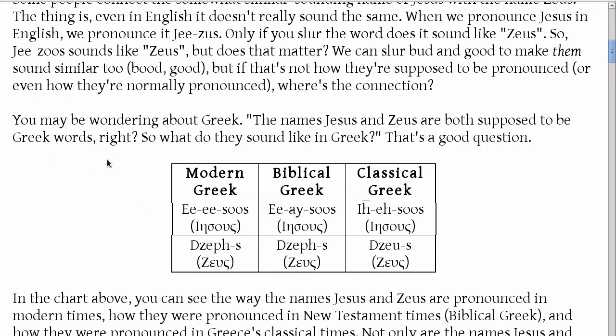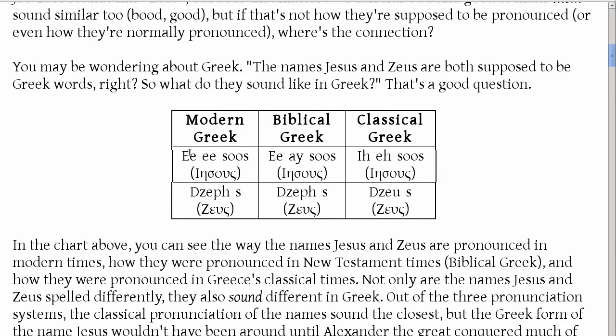You may be wondering about Greek. The names Jesus and Zeus are both supposed to be Greek words, right? So what do they sound like in Greek? That is a good question. In this chart, I show three different pronunciations: modern Greek pronunciation, biblical Greek pronunciation, and classical Greek pronunciation. In the first column, modern Greek pronunciation, you will see the modern Greek pronunciation of Jesus at the top, and then just below that in the same field, you will see the spelling within parentheses, in Greek characters. This is the pronunciation of Zeus, and this is the spelling of Zeus in Greek characters. So this is modern Greek, this column, this is biblical Greek, this is classical Greek.